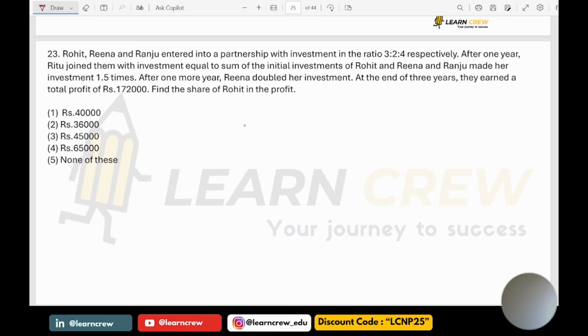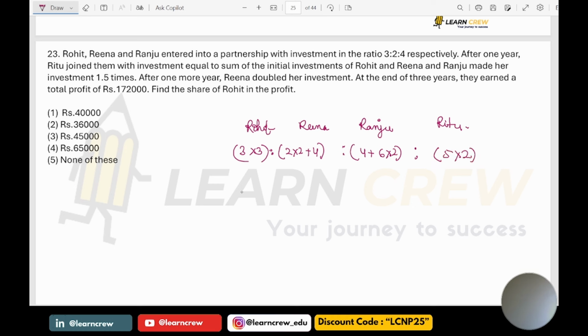So please see here, we have Rohit, Reena, Ranju, and Ritu joined later. So Rohit's investment is 3 for 3 years, and Reena 2 for 2 years and then double, 4, and Ranju 4 and then 1.5 times, 6, for the next 2 years. Sum of these two is 5 for 2 years. Thereby, what is the total ratio? 9:8:16:10 is the profit ratio.